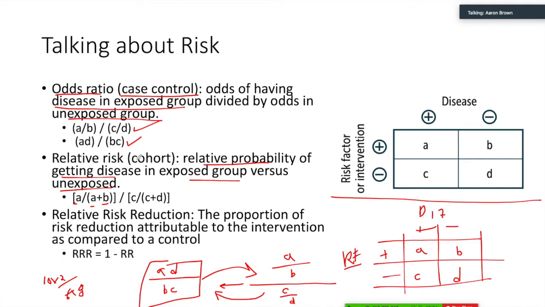And if you look at our description here, that makes sense. Risk in the exposed group versus unexposed group. Everyone, A and B, are both exposed to gym locker rooms. So that's the exposed group. In our denominator are going to be the unexposed group. Okay? And we're going to basically plug and chug to get our answer. Okay?